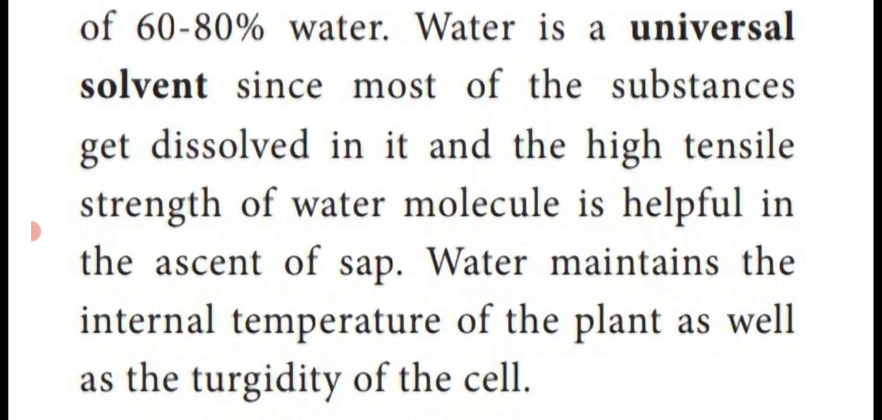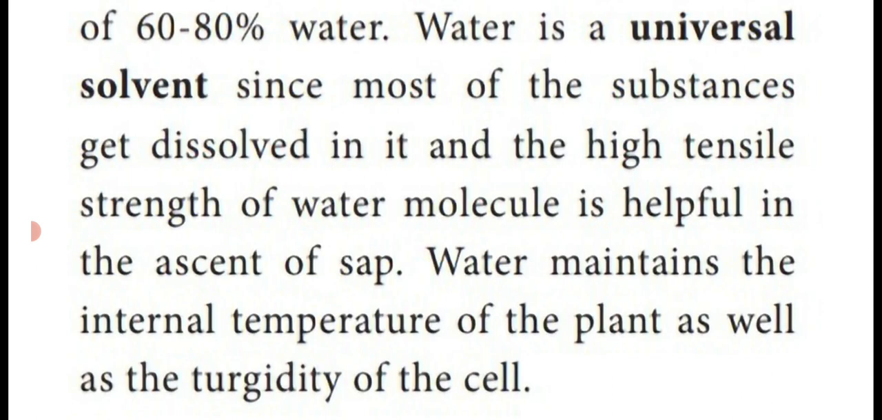So this water is known as universal solvent. That means it makes all the soluble substances dissolve in it. That's why it is known as universal solvent. Dear students, one more question. Dash is the universal solvent, that is water. So this water, which has the high tensile strength of water molecules, helps in the ascent of sap. Ascent of sap means how plants transport watery substance from the higher concentration to lower concentration. That is said to be ascent of sap.